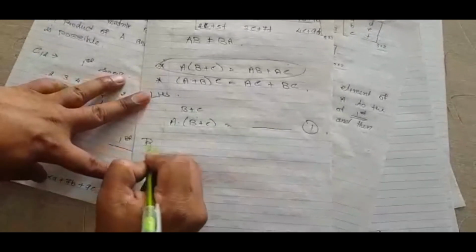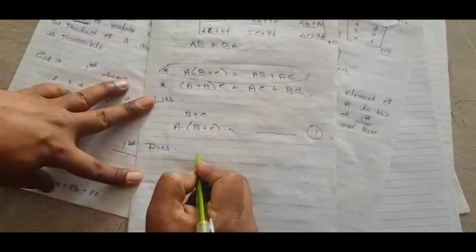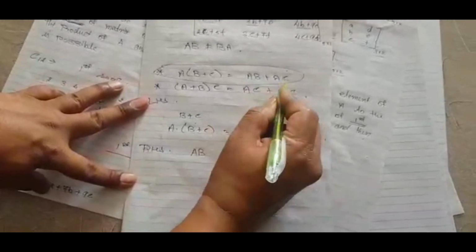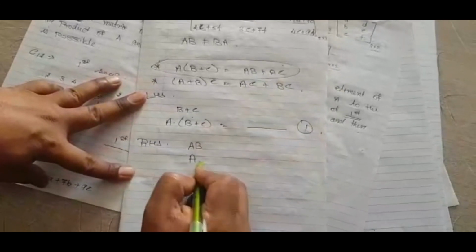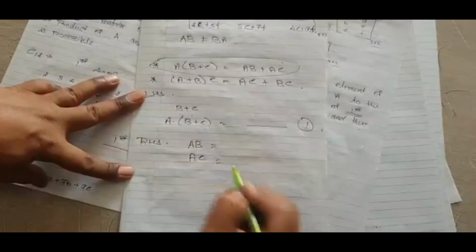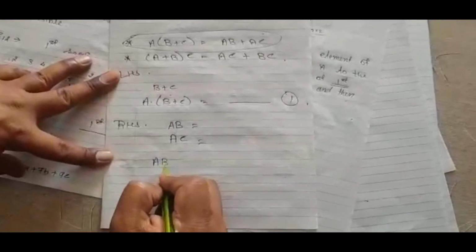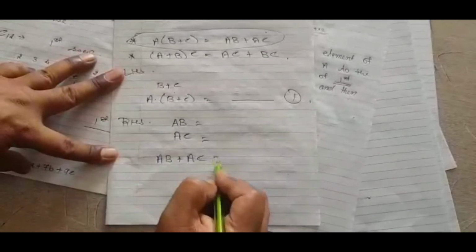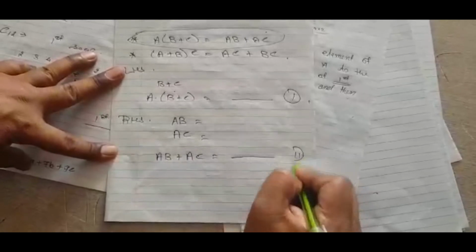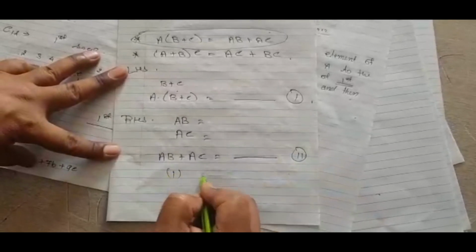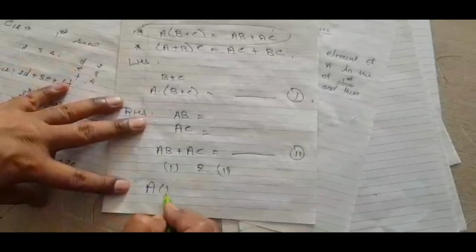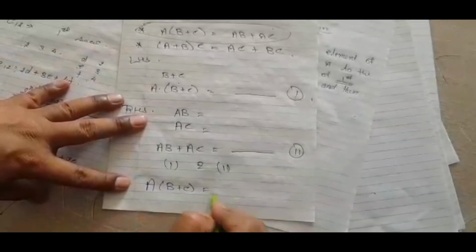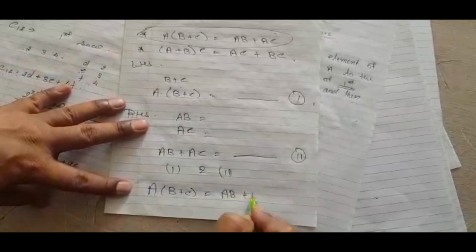For the right hand side, you have to first find out AB. You have to find out AC. After finding AB and AC, you have to just add them, AB plus AC. Whatever you get, that you can say is 2. So from 1 and 2, we can say that A into (B plus C) is equal to what? AB plus AC.